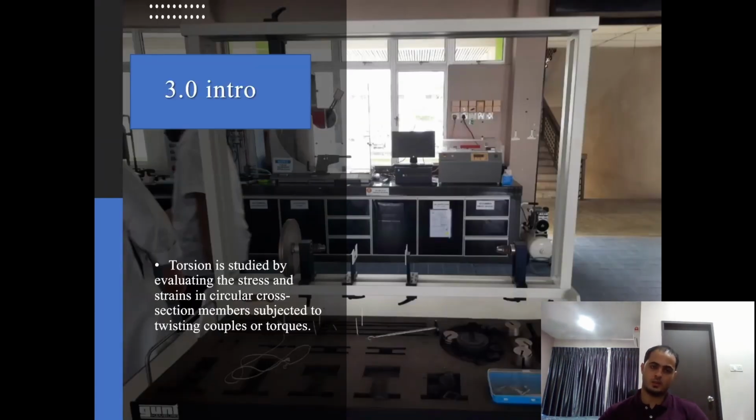Then the second part of our presentation is the introduction. Torsion is studied by evaluating the stress and the strain in circular cross-section members subjected to twisting couples or torques. These couples have common magnitude and opposite signs, and they are vector quantities that can be represented either by curved arrows or by couple vectors.